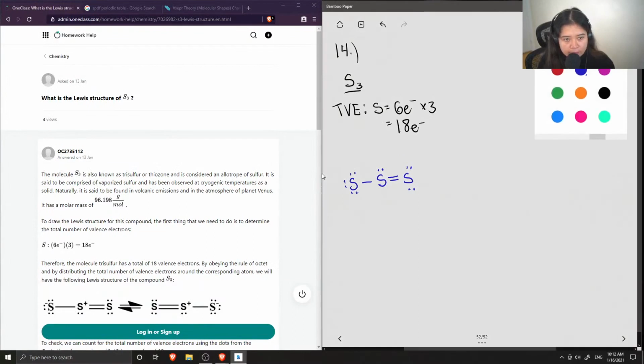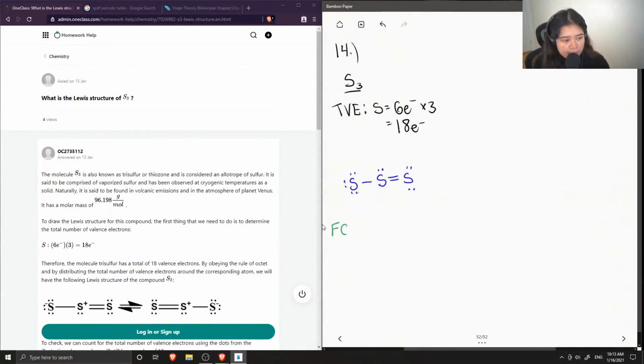But now let's calculate the formal charge for each of our sulfur atoms. Since they all have different bonds and different numbers of valence electrons, let's calculate the formal charge of our single bonded sulfur first. Well, first I should show the equation for formal charge, which is the number of valence electrons minus the number of non-bonding electrons, so these are all the lone pair electrons, minus the number of bonding electrons divided by 2.